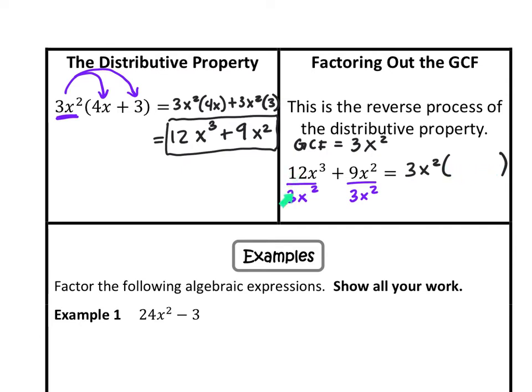So 12 divided by 3 is 4. X to the third divided by x squared will leave you with x. And then bring over the plus sign. And then what's 9 divided by 3? It's 3. And then what is x squared divided by x squared? These will cancel, leaving you with 3.